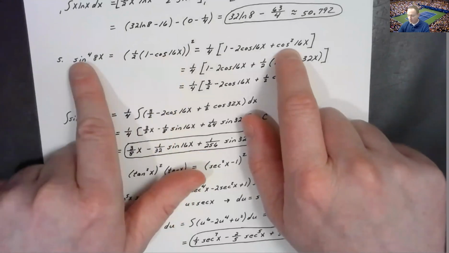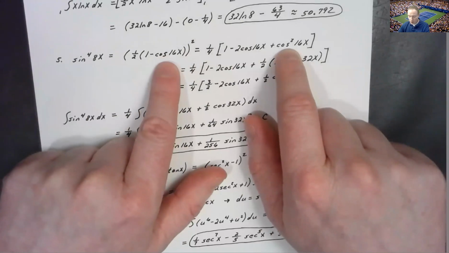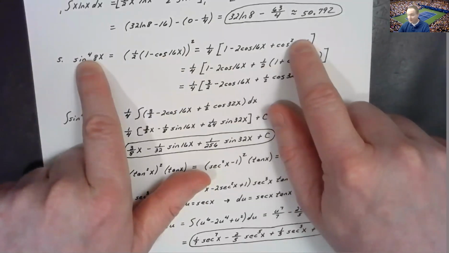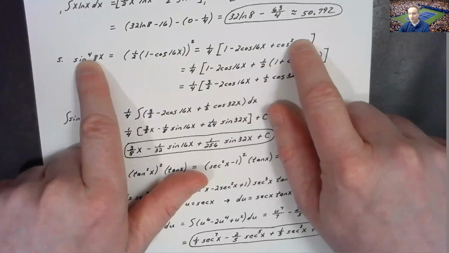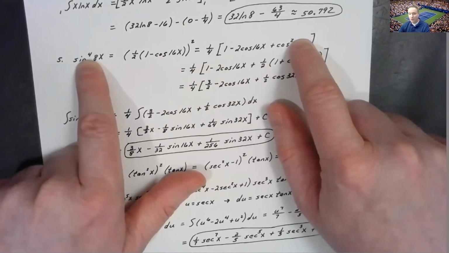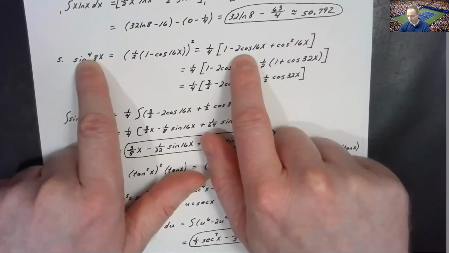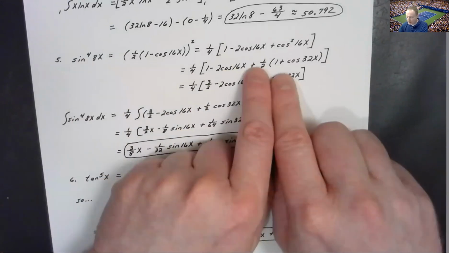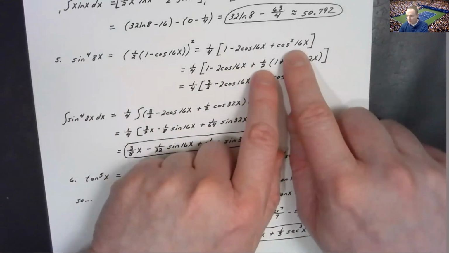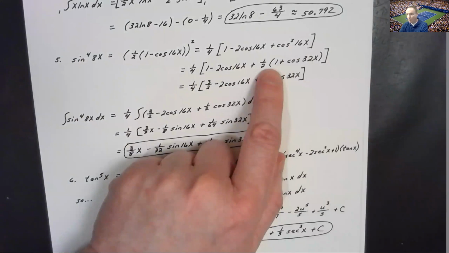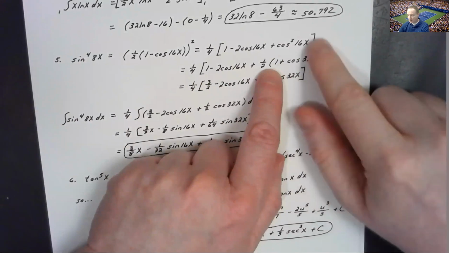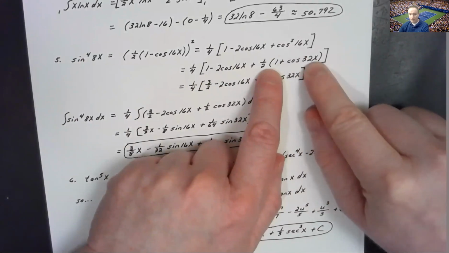So one use of the power reduction formula does lower the power from 4, but we still have a second power in there. That's not allowed. I don't know how to integrate the cosine squared. So I use the power reduction formula again. This term's absolutely fine. Of course, the constant's fine. So I rewrite the rest of the problem. And then this last portion where I had the cosine squared of 16x, I can say, well, okay, the power reduction formula says that that's equal to 1/2 times the group 1 plus the cosine of twice the angle. 1 plus the cosine of twice the angle gives me 1 plus the cosine of 32x.